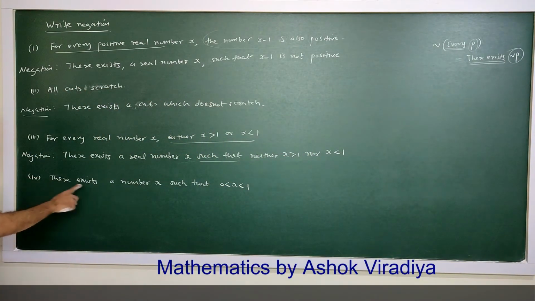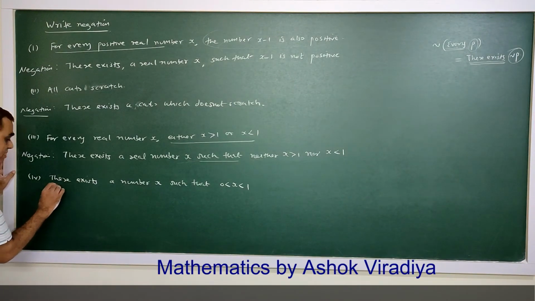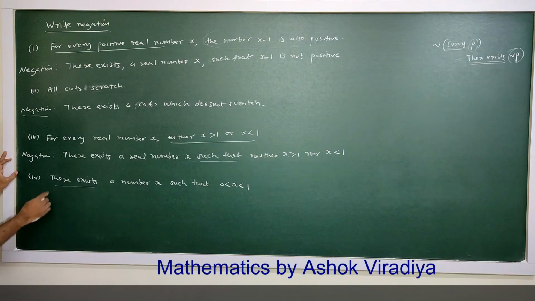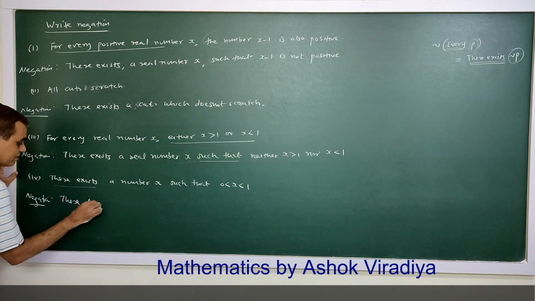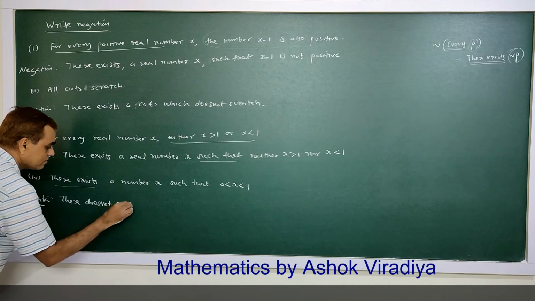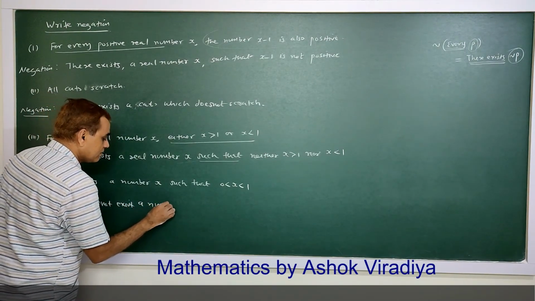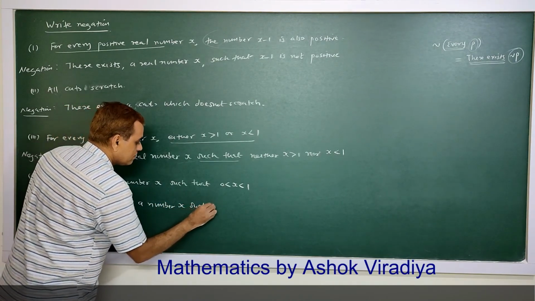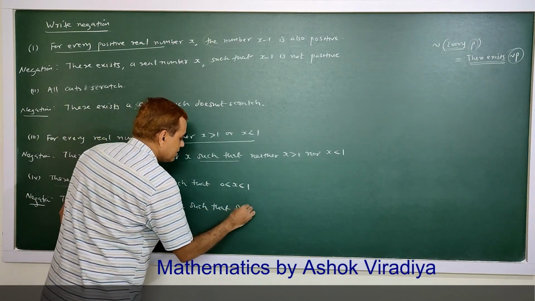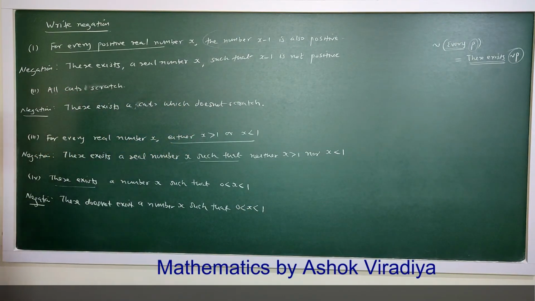Now here, there exists a number x such that 0 less than x less than 1. So its negation is, when a statement begins from there exists, we can put the negation in this way. We can also use a simple way: there does not exist a number x such that 0 less than x less than 1.